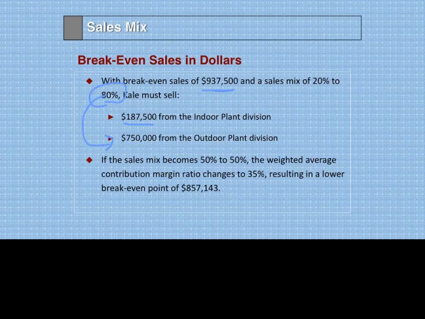750,000 would be outdoor plants. If we change the sales mix, then the weighted average contribution margin changes, and we would actually have a lower break-even point. That's why maintaining the sales mix is so important to companies, and that's how companies want to maintain it. They will always try to push the product that has the greatest contribution margin, because if they can change the mix and have the higher contribution margin product sell more, then they will profit more.